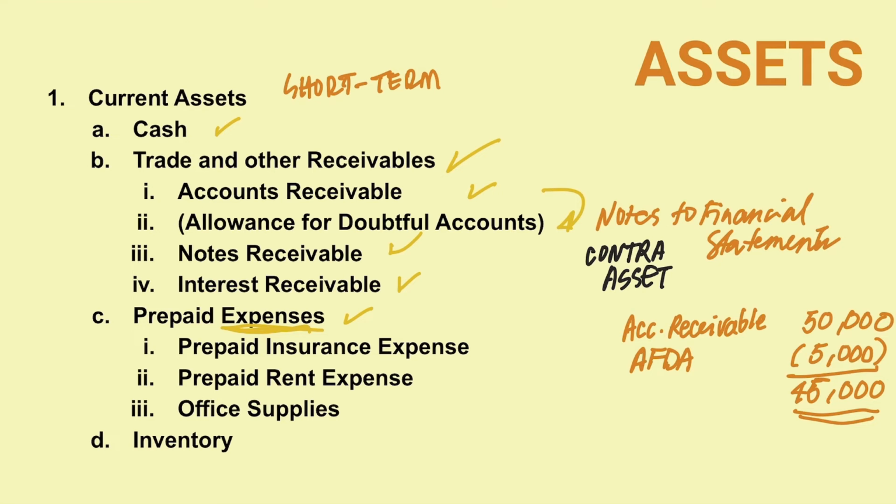For example, prepaid insurance expense. So insurance, of course, you haven't used insurance yet and you don't know when you're gonna use insurance yet. And prepaid rent, this is rent paid in advance. And you have office supplies. Of course, supplies aren't used yet. For example, bond paper. So it's a future expense but it's not yet used. And lastly, we have one of the most common current assets, which is inventory. So under inventory, for example, for a manufacturing business, we have raw materials, work in process, and finished goods inventory.